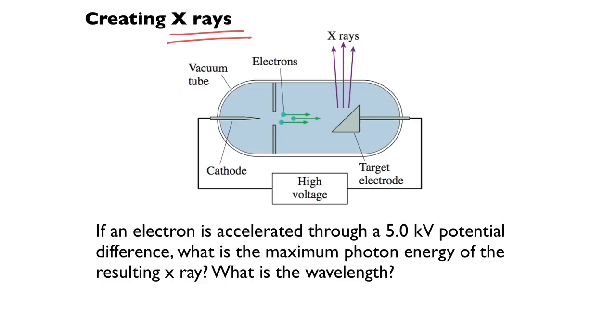And the way you do it is like this. I'm going to take electrons, boil them off this cathode, put them between two electrodes where they'll accelerate, and the potential difference to make them accelerate is provided by a high voltage power supply. And then each electron is going to strike the target, and each electron will produce one X-ray. So one electron loses kinetic energy and gives energy to a single photon, in this case, an X-ray. So here's a question. If the electron is accelerated through a 5 kilovolt potential difference, what's the maximum photon energy of the resulting X-ray? And second, what's the wavelength?